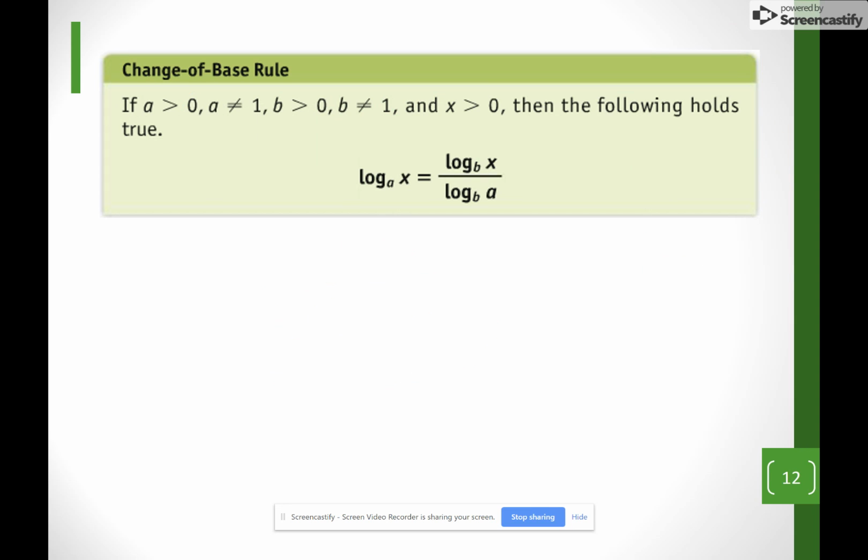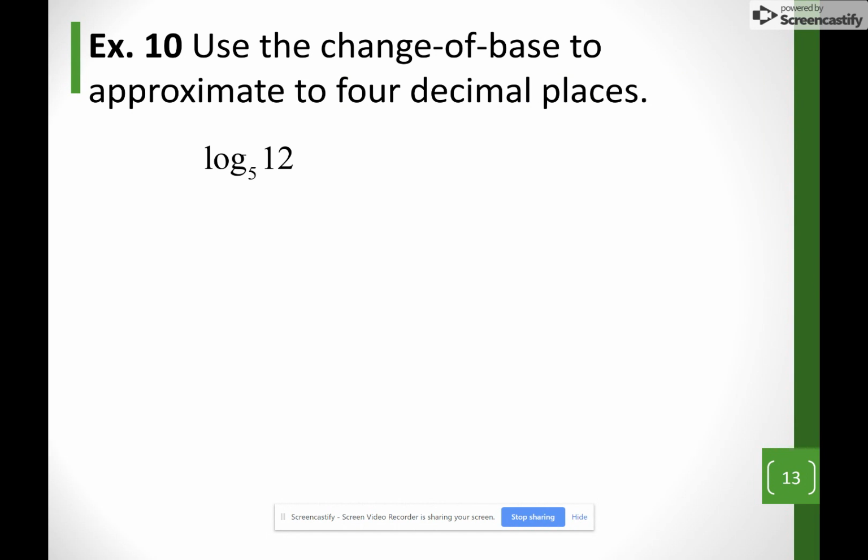Now we're going to do these cases. A is just a number and X is just another number. Let me do this as an example instead. Use the change of base to approximate to 4 decimal places. We have the key that says log. The bad thing is that log is base 10, and I have a base that is not 10. So the way I'm going to do this, I'm going to go log of 12 divided by log of 5. If you can type it in your calculator, by all means do so. Just type it in.